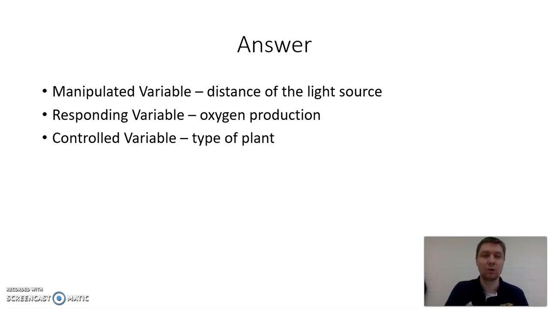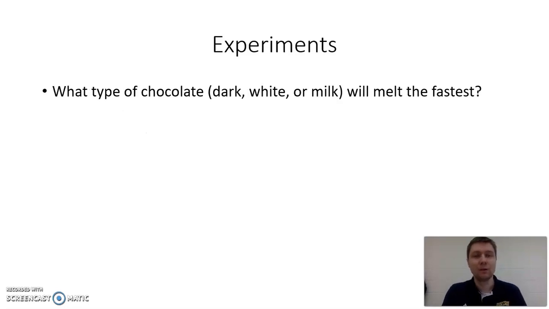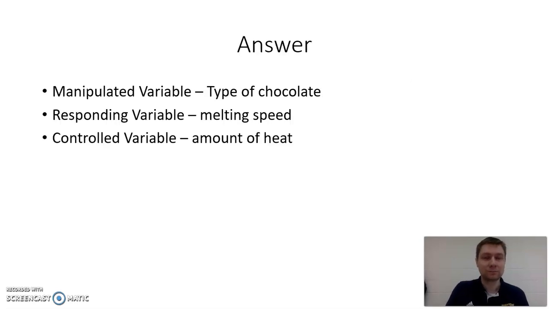So let's take a look at one more example. The last one says, what type of chocolate, dark, white, or milk, will melt the fastest? So again, pause the video, write down your answers, and then come back. Okay, so here are the answers. First one is the manipulated variable. This is obviously going to be the type of chocolate, white chocolate, milk chocolate, or dark chocolate. The responding variable is going to be how long it takes for those pieces of chocolate to melt.